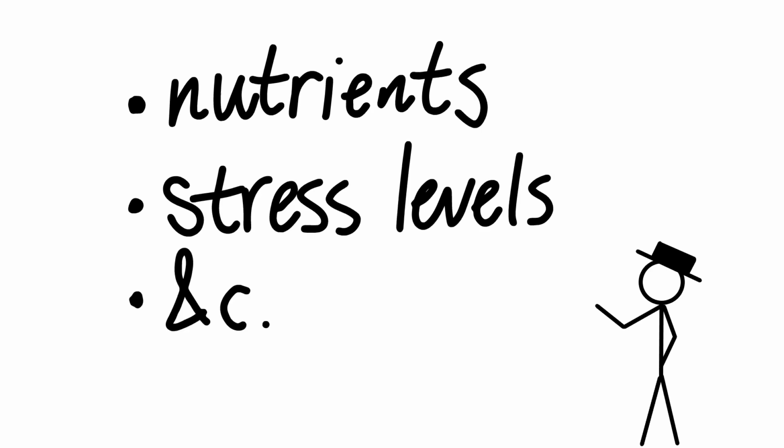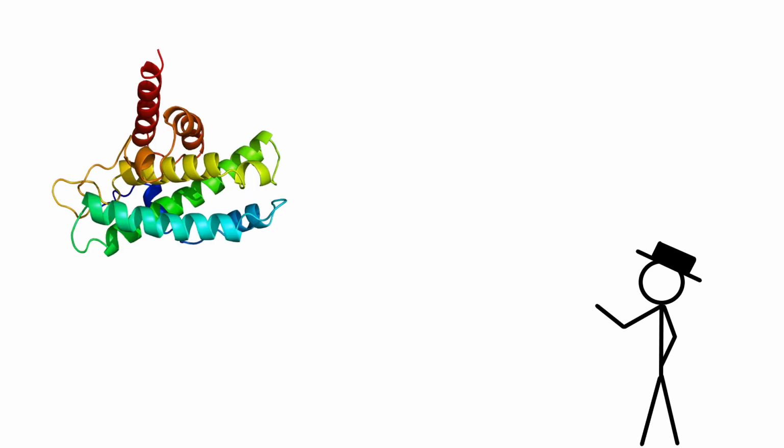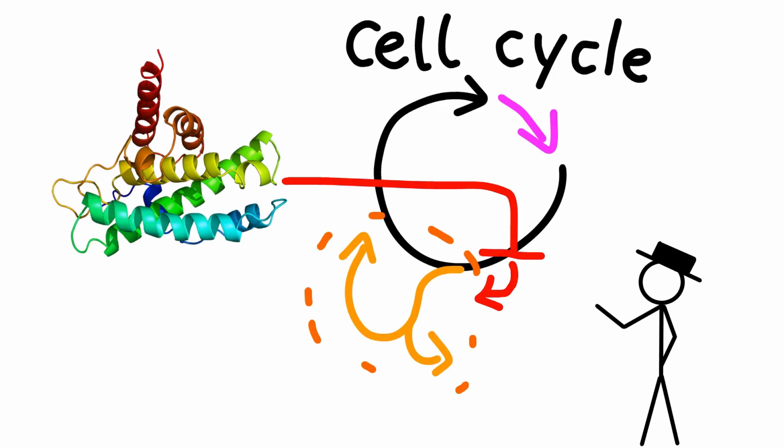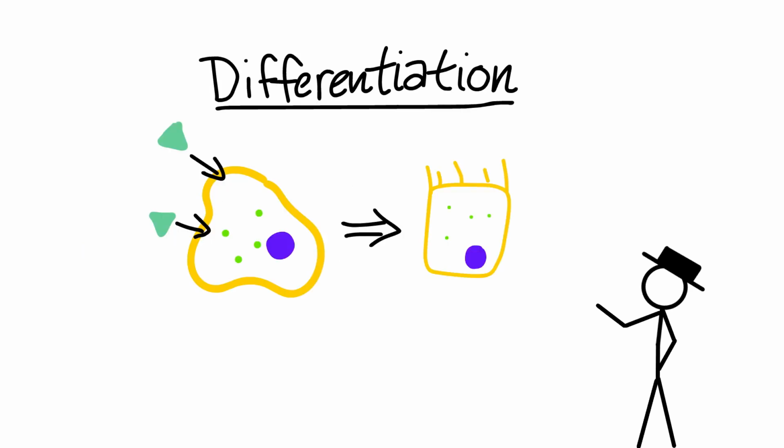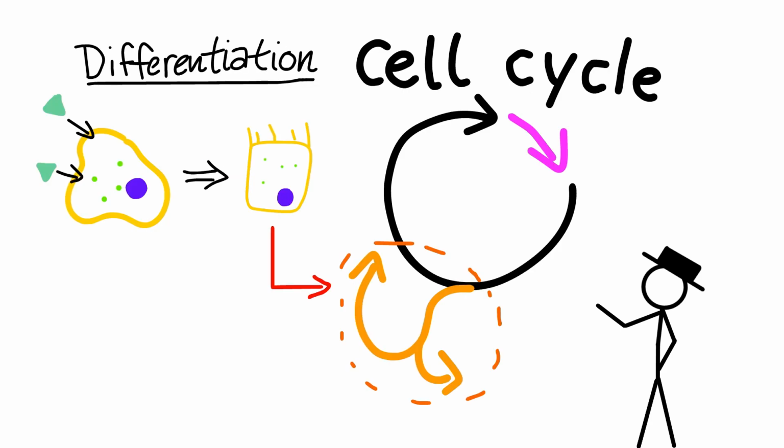If some of the less strict negative regulator requirements are not met, for example, ample nutrients, little stress, or the like, then RB or another inhibitor may force the cell into the resting state, or G0. In other cases, the cell receives molecular signals from its surroundings to differentiate into a specific type of cell for a specific type of job, and will also enter G0.